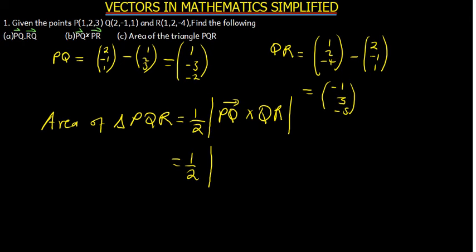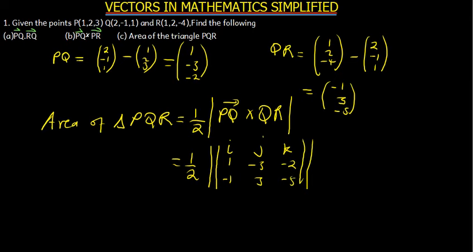And so how do we perform the cross product? The cross product is just taking the determinant of these two rows in a matrix. So for the determinant, we first get i, j, and then k. For PQ, we get the numbers 1, negative 3, and negative 2 there. And then for QR, we have negative 1, 3, and negative 5.